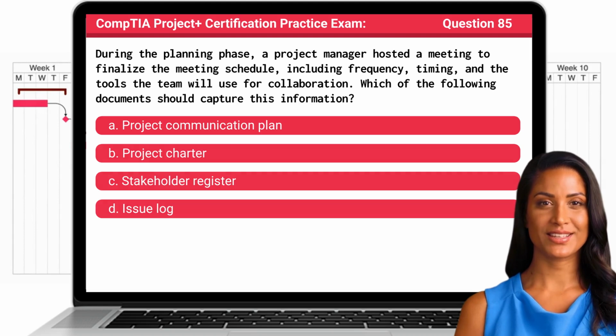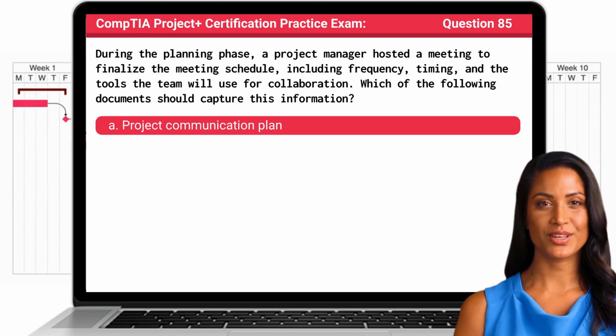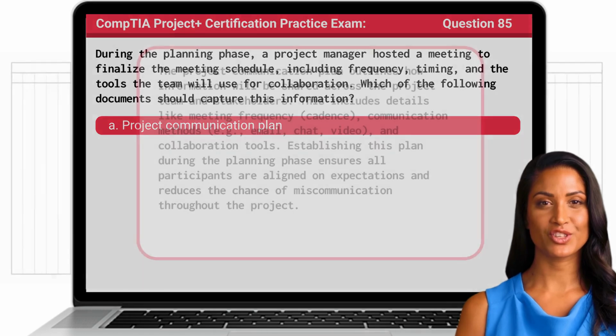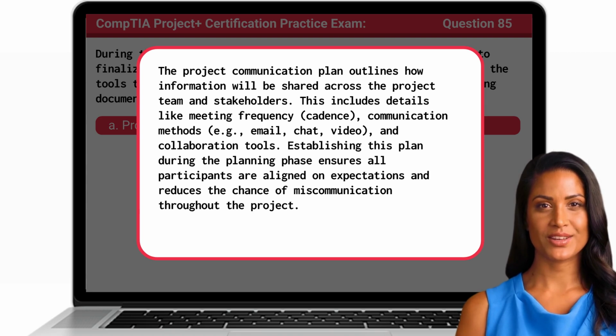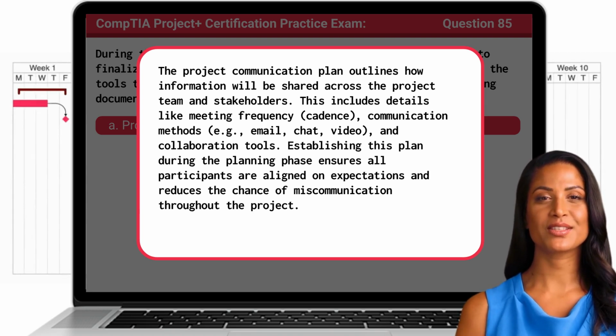The answer is A. Project Communication Plan. The Project Communication Plan outlines how information will be shared across the project team and stakeholders. This includes details like meeting frequency, communication methods, and collaboration tools. Establishing this plan during the planning phase ensures all participants are aligned on expectations and reduces the chance of miscommunication throughout the project.